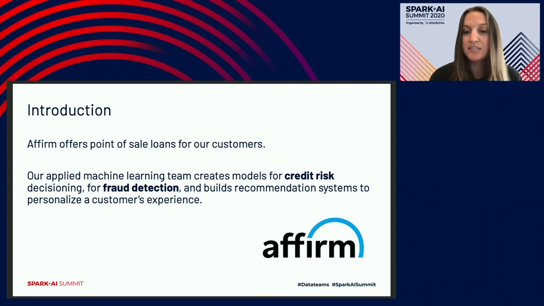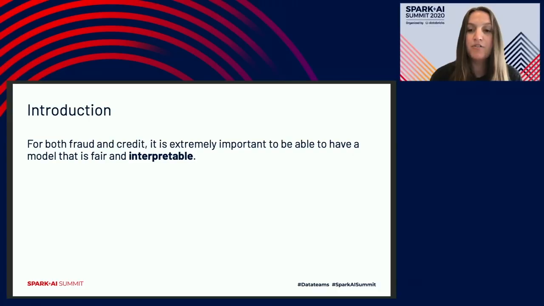to personalize customers' experiences. So for both fraud and credit, it is extremely important to be able to have a model that is both fair and interpretable. For credit, we need to be able to explain why they were rejected for fair lending reasons. For fraud, we need to have our internal risk operations team understand why users are getting identity declined and what factors are enabling fraudulent users to slip through our fraud models. We want to understand how each feature is impacting each user, not just general feature importance.